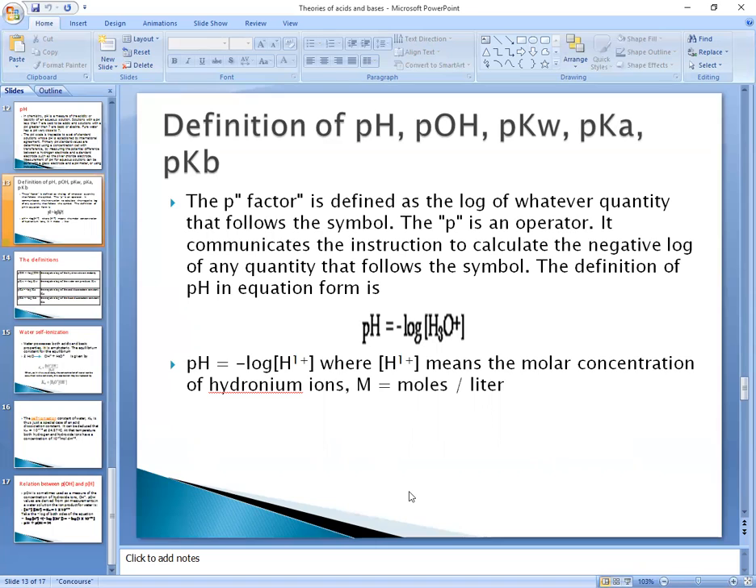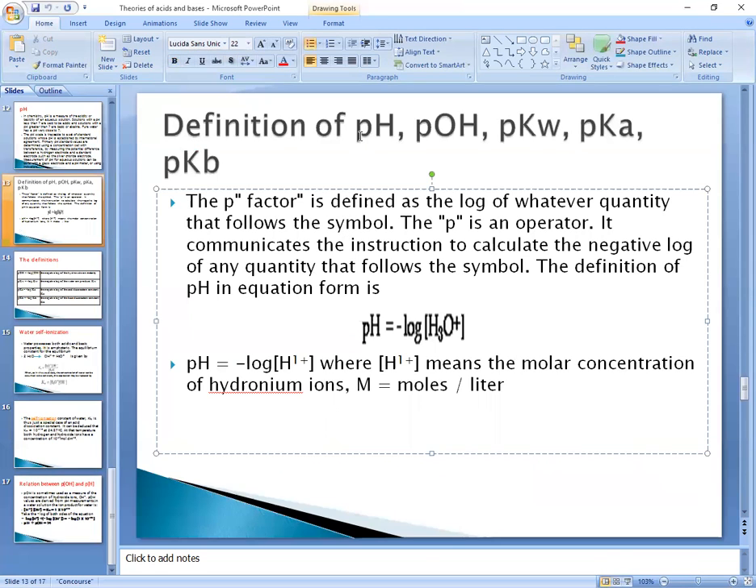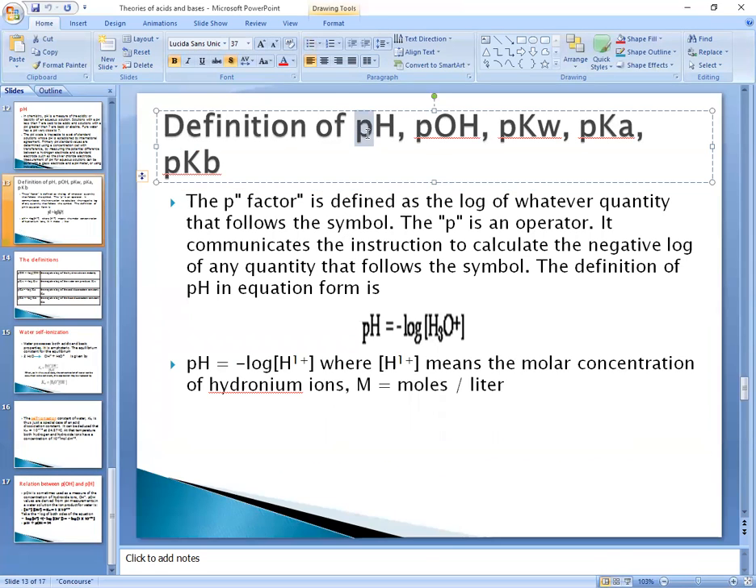So pKw means negative log of Kw, and similarly pKa is negative log of Ka. So this P, we usually say, stands for power of hydrogen ion concentration, but it is a term that can also be used as an operator, a negative log of any quantity. So P as a factor is defined as the negative log of whatever quantity follows the symbol.